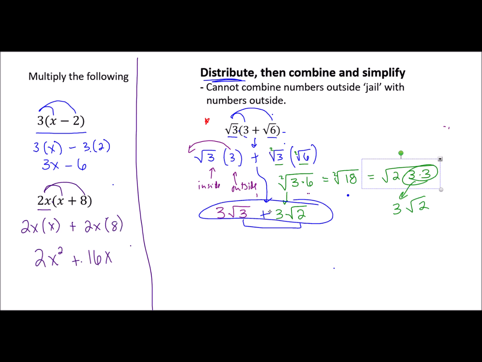So, same shelf number, you can multiply them together, but you can only add when they have the same shelf number and the stuff inside is the same.